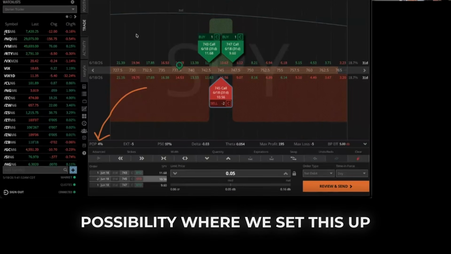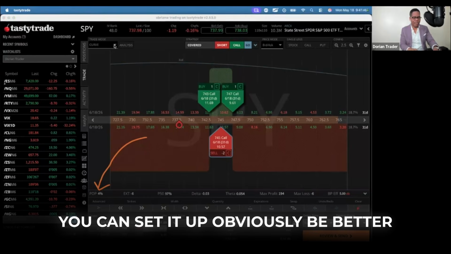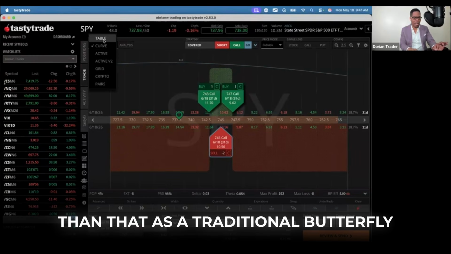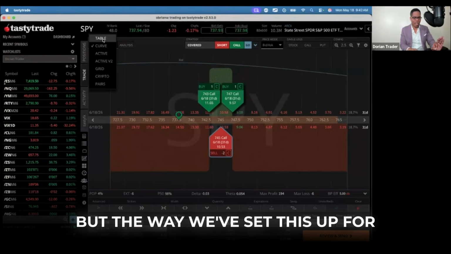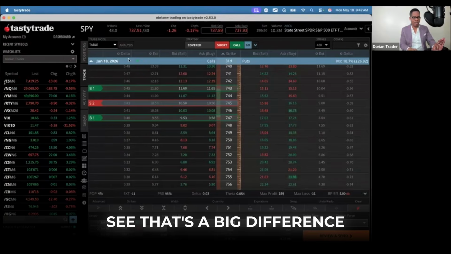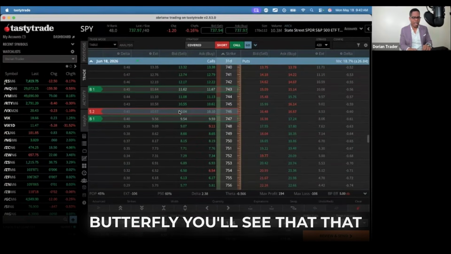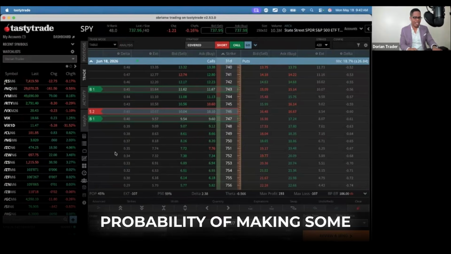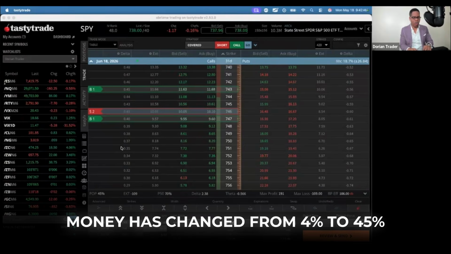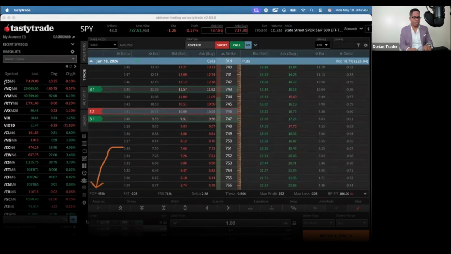So it's a small possibility the way we set this up. If you can set it up, obviously it'd be better than that as a traditional butterfly. But the way we've set this up for example purposes, you can see that's a big difference. And I'm doing this on purpose so you can see that now if we switch this to a broken wing butterfly, you'll see that probability of making some money has changed from 4% to 45%. So that's a big difference.